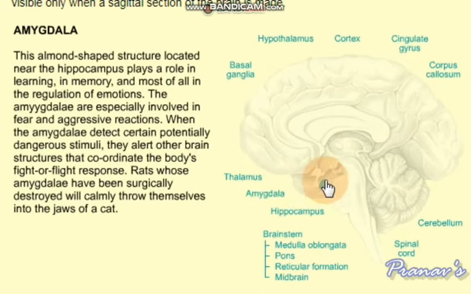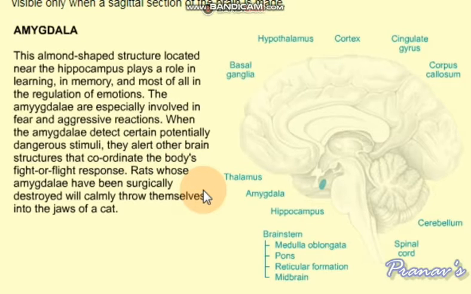Now observe the location of amygdala. This almond-shaped structure located near the hippocampus plays a crucial role in learning, in memory, and most of all in the regulation of emotions. The amygdala are especially involved in fear and aggressive reactions. When the amygdala detects certain potentially dangerous stimuli, they alert other brain structures to coordinate the body's fight or flight response. So we can say that amygdala is the fear controlling center of our brain.